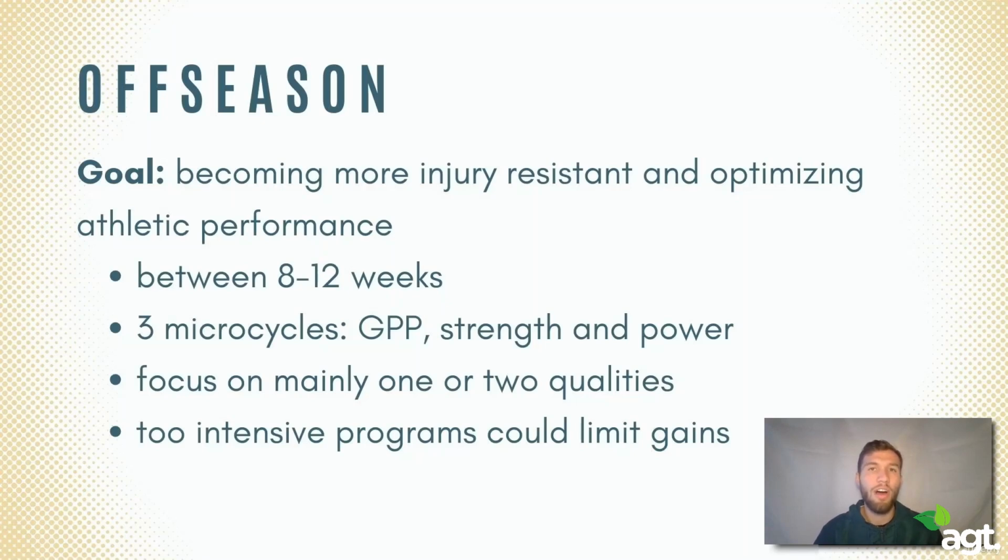Now, during the off-season, we mainly focus on 1 or 2 qualities that we want to develop. We shouldn't use the off-season to say we want to get better at everything, at every aspect of our sport, because depending on your sport, it might be too much. So it's better to focus on 1 or 2 things and really get some visible improvements in those 1 or 2 qualities. During the next off-season, in the next macro cycle, that's when you can focus on something else.